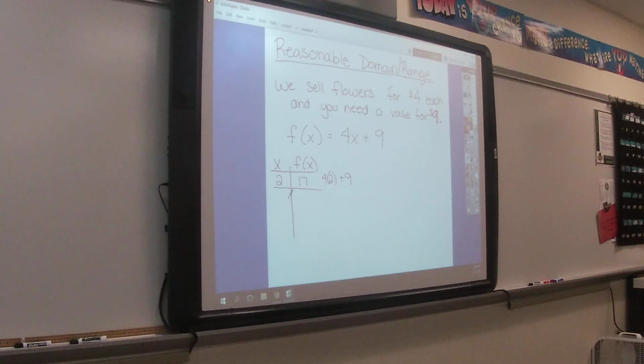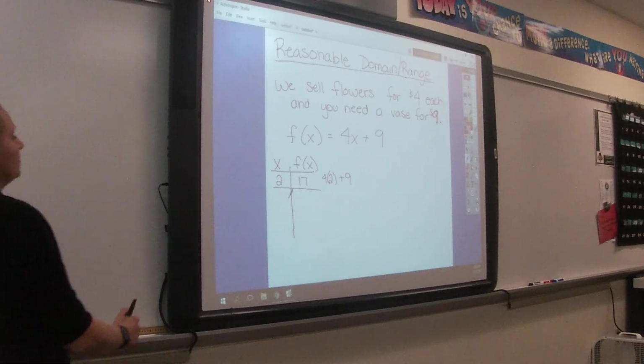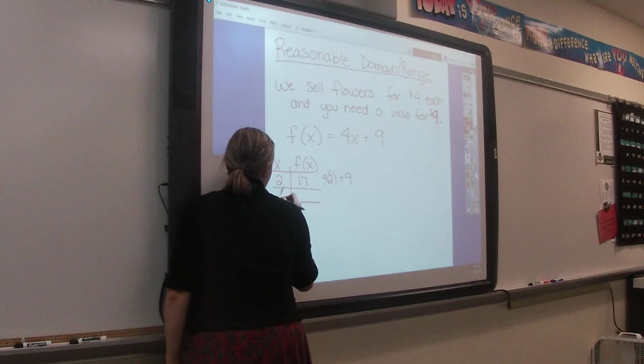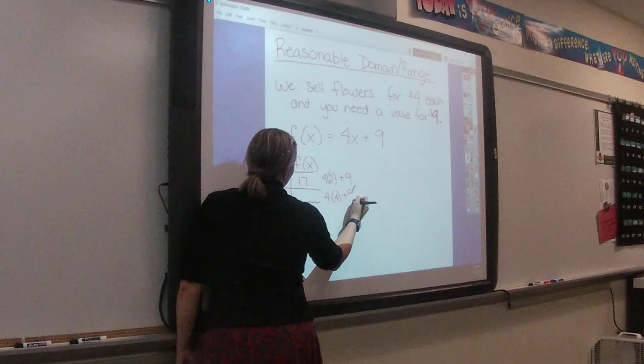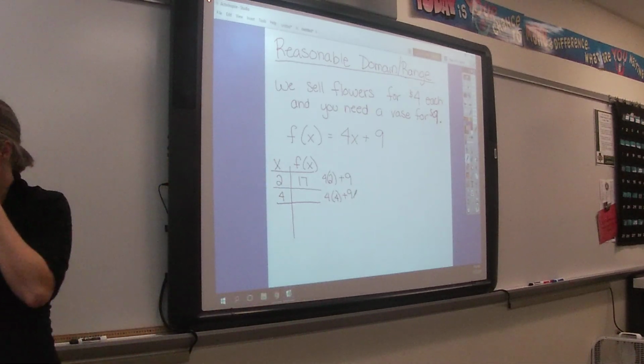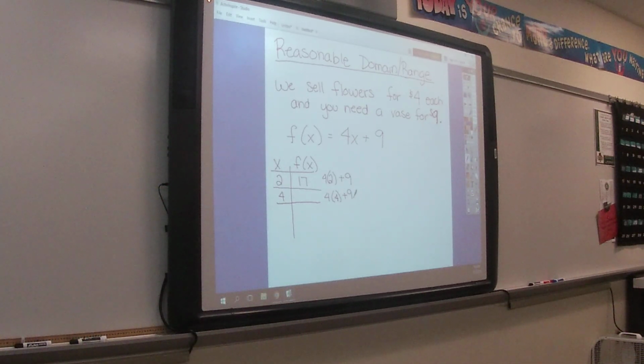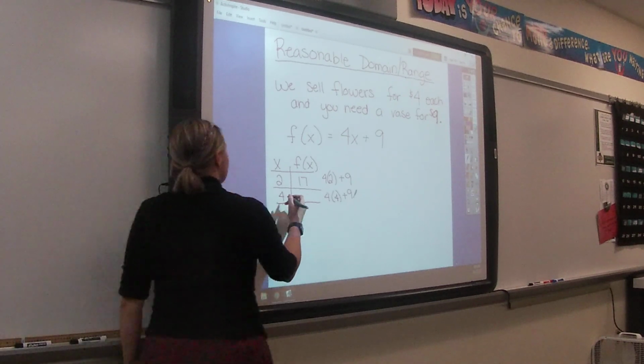Brayden, how many flowers do you want to buy? 4. Brayden's going to buy 4. So now we'll have 4 times 4 plus 9. So 16 plus 9 will be 25.